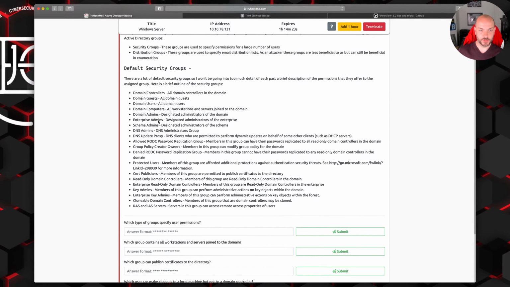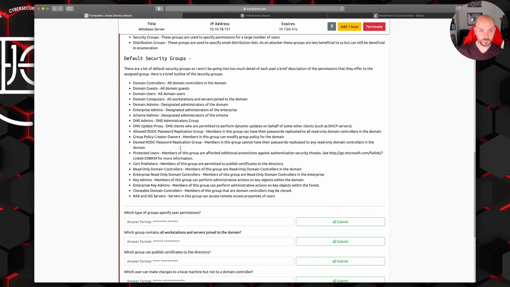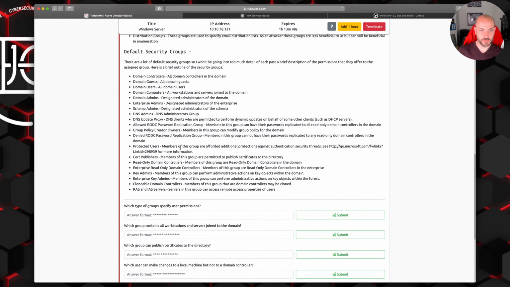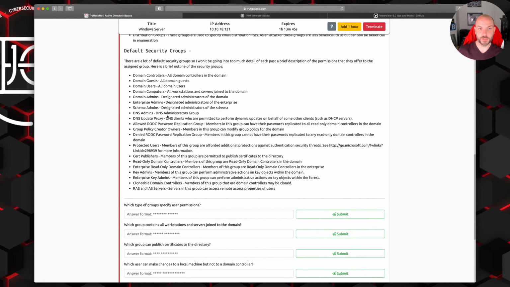Default security groups. There is a lot to this, and all of the different things that come into that. I'm not necessarily going to read through all of these, but just from looking at this, you should understand that each of these has different permissions to be able to do different things. Monitoring these or specific groups within these is very important from a security perspective. If you want to know a little bit more about default security groups, spend a little bit more time digging into these.